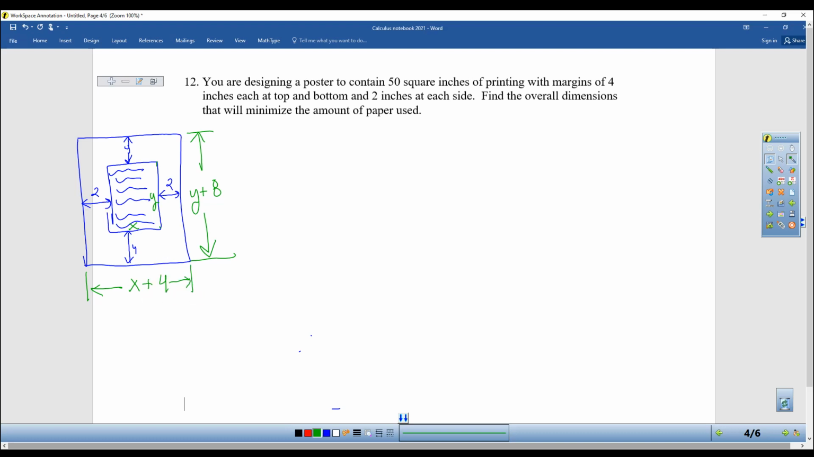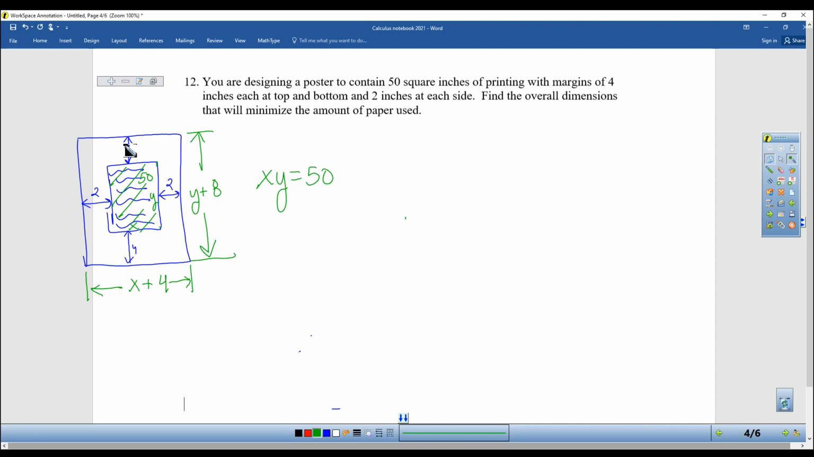That will make your life easier, because it says that it contains 50 square inches of printing. So this space right here is 50. In other words, x times y is equal to 50. That's our constraint. So the overall dimensions that will minimize the amount of paper used.